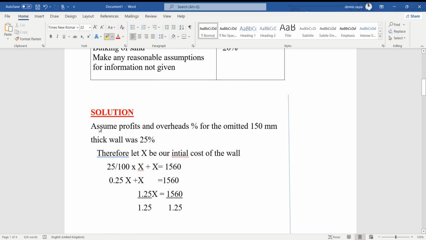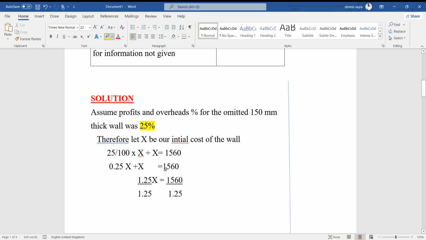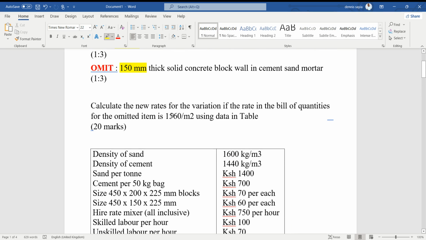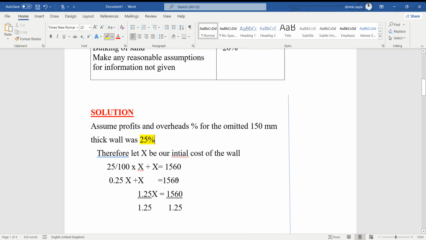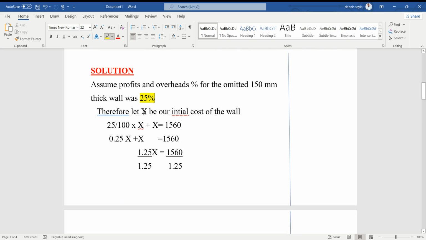So the first one, we're going to assume a profit and overhead of the omitted wall, that is the 150 millimeters wall, to be 25%. So we need to find our initial cost before the profit, because what we have, 1560, is after we've added the profit. Now let X be our initial cost of the wall.